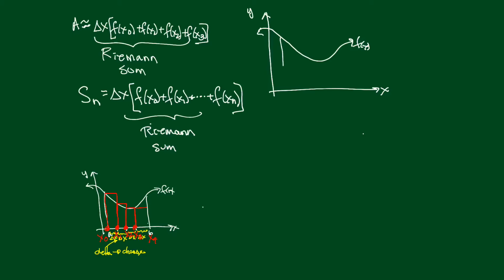I go from A to B, and then what I do is instead of putting in 4, now I'm going to put in, say, 8. So I put in 8 rectangles. So now things look like this, right? Here's the first rectangle, here's the second one, the third one, the fourth one, the fifth, sixth, 7, and 8.